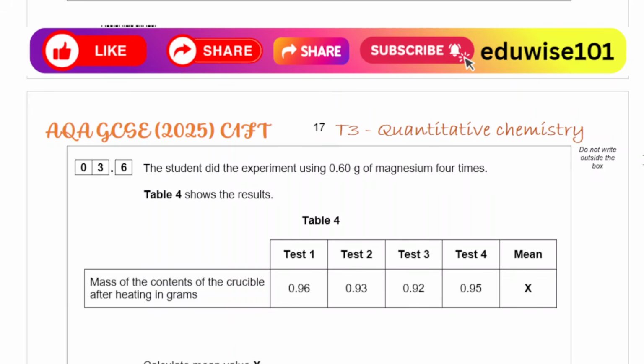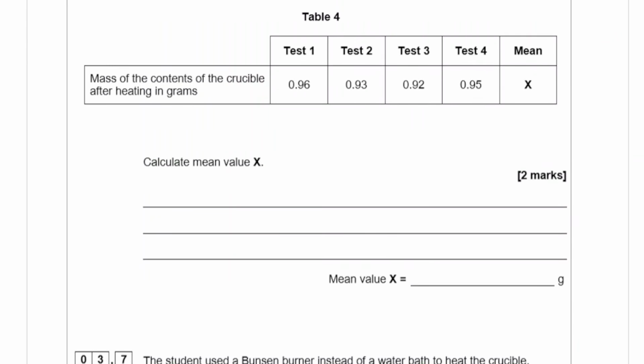The student did the experiment using 0.60 grams of magnesium 4 times. Table 4 shows the results. We have the mass of the contents of the crucible after heating in grams, and there's 4 results: 0.96, 0.93, 0.92, 0.95. They're all within range, so they're close to each other, so there's no anomaly.